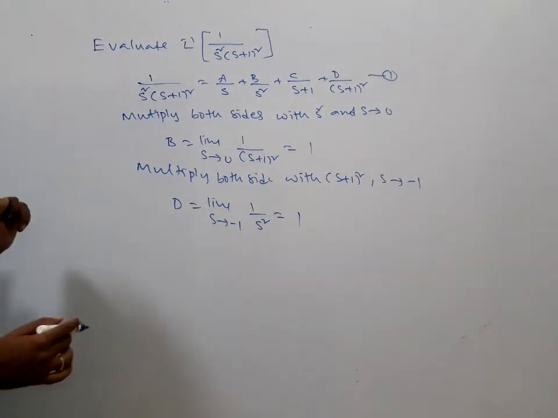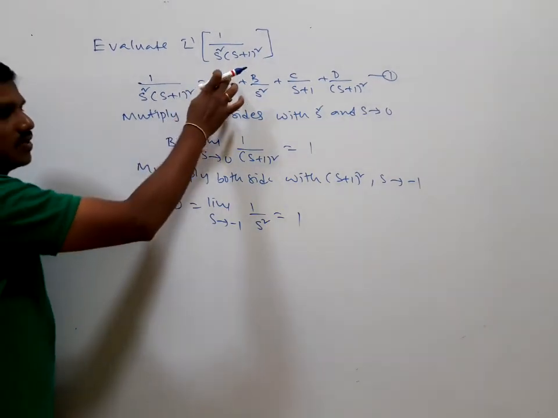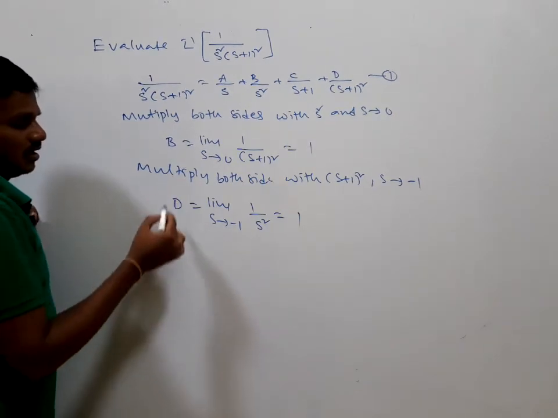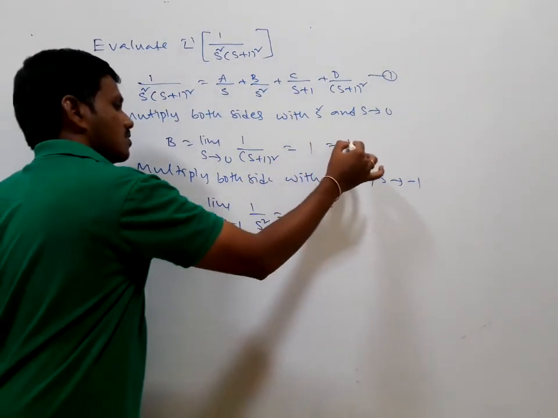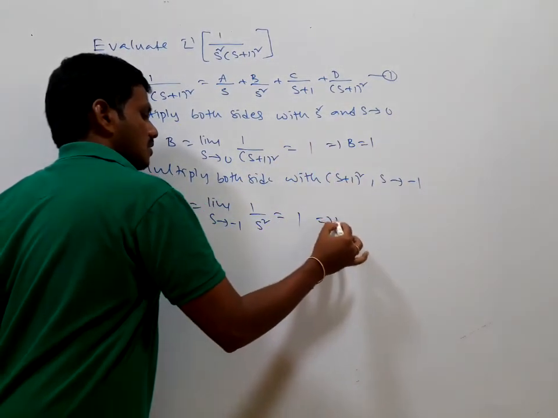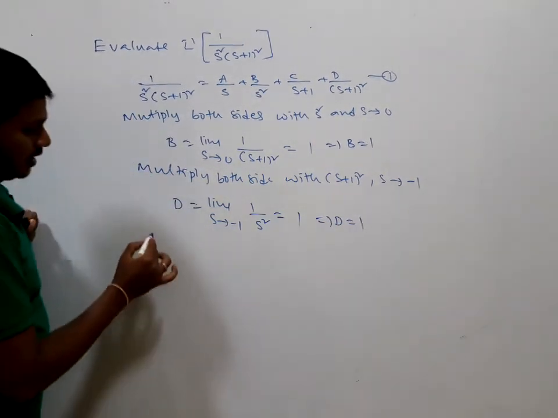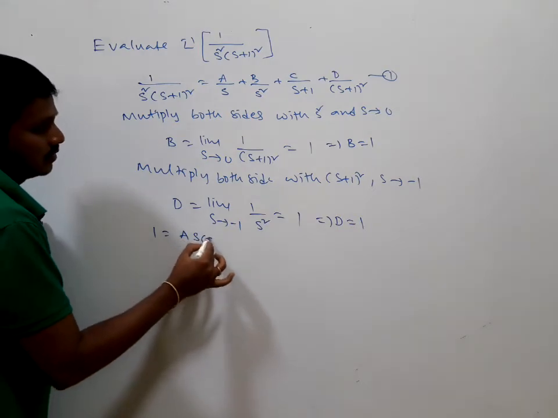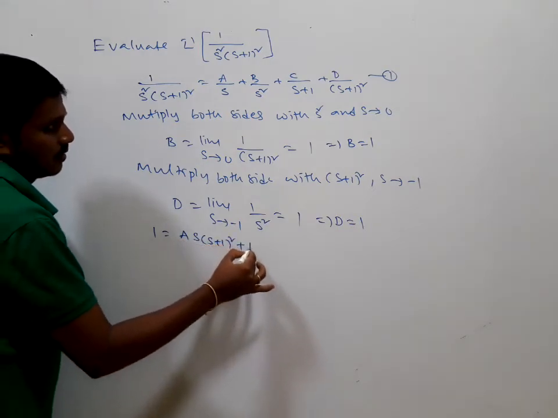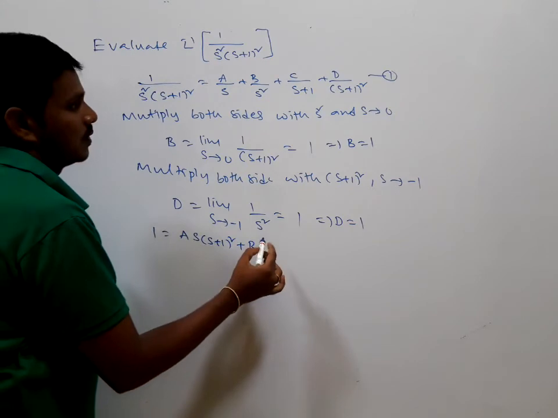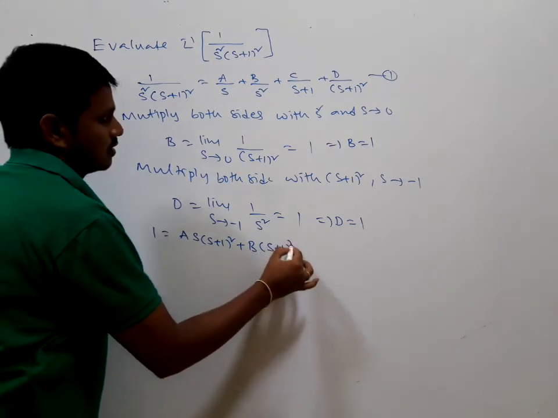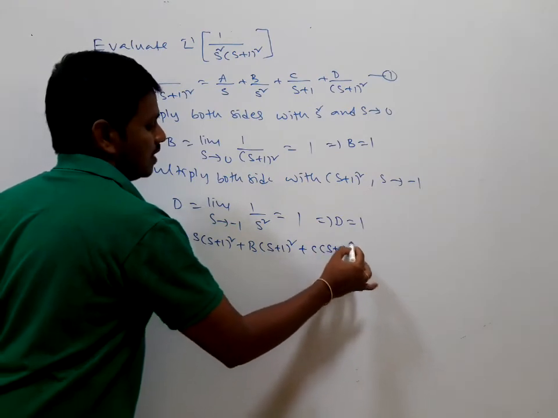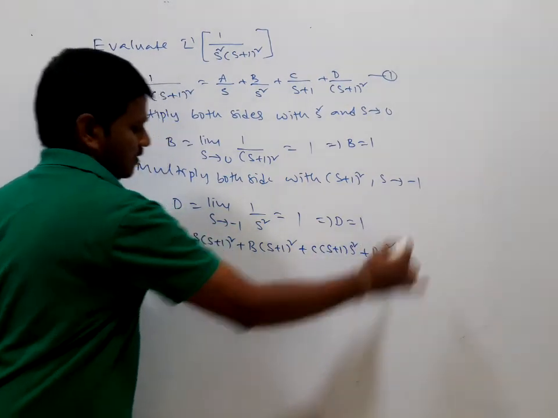Next, put s equals 0 in the first expression: a into s square plus b into, if you write it like that, here b is equals to 1 we have, d is equals to 1 we have. Or if you write this, 1 is equals to a into s plus 1 whole square plus b into s plus 1 whole square plus c into s plus 1 into s square plus d into s square.